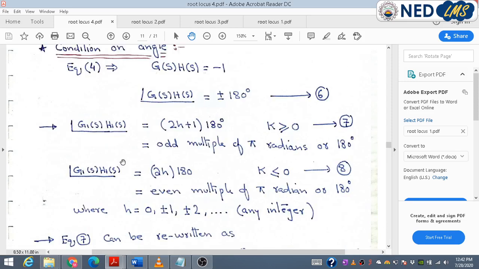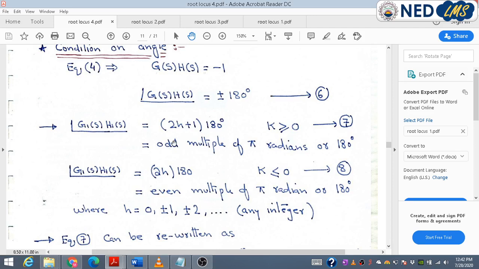The angle condition can be written as (2h plus 1) times 180 degree. Here h may take value 0, plus minus 1, plus minus 2. h may take any integer value.